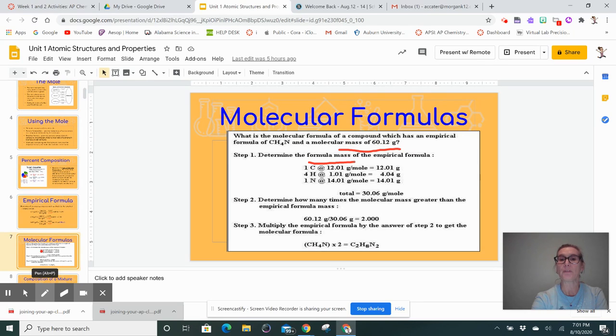So when I add all of that up, it gives me the total for the empirical formula. Then I'm going to compare that to my actual molecular mass. If I do that, I can see that my molecular mass is 60.12, but my empirical formula mass is 30.06. So that's twice the size.